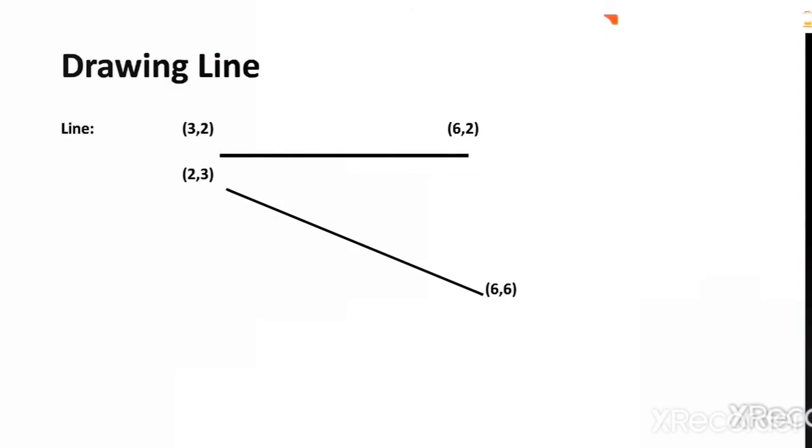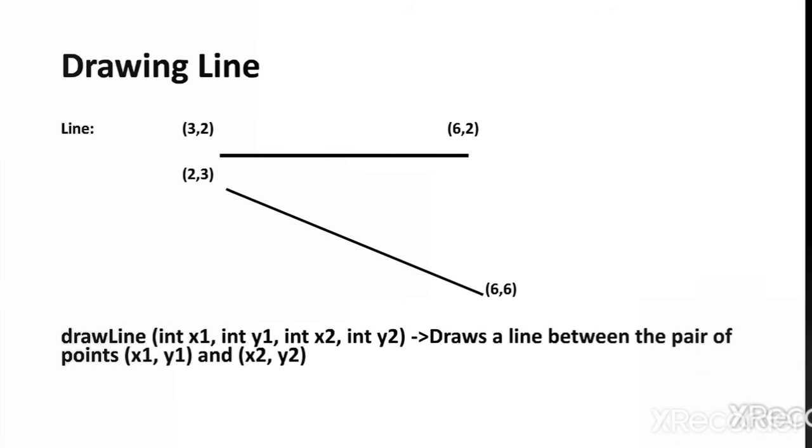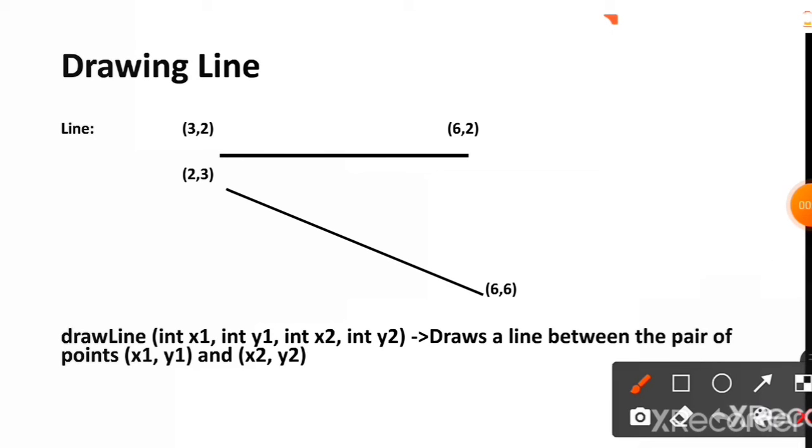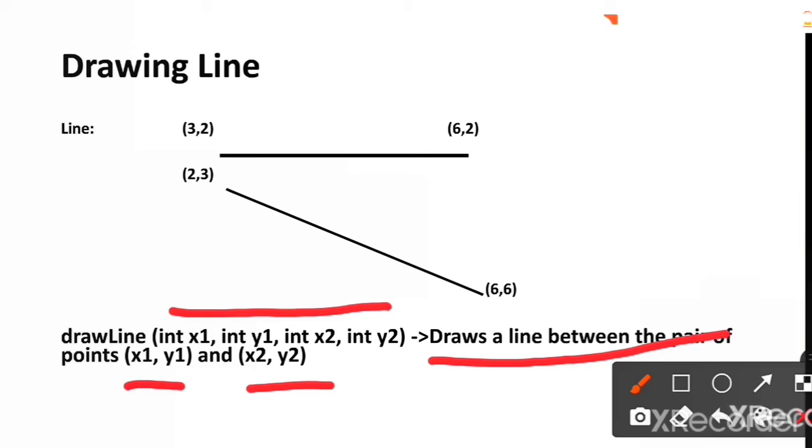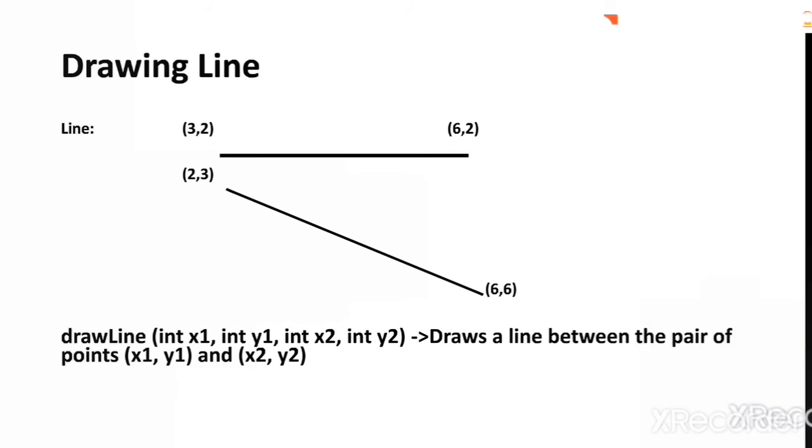Similarly, if you want to draw a line in an applet window, you can make use of the built-in method, that is the drawLine method, supported by the Graphics class. The drawLine method accepts 4 values as inputs. These values are nothing but the values of the points along which the straight line has to be drawn. So the drawLine method draws a line between a pair of points x1, y1 and x2, y2.